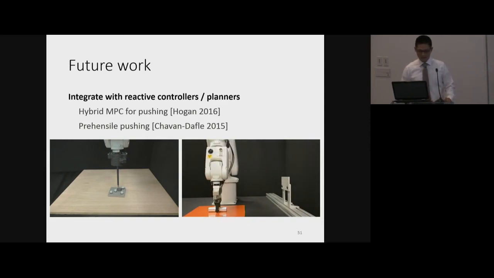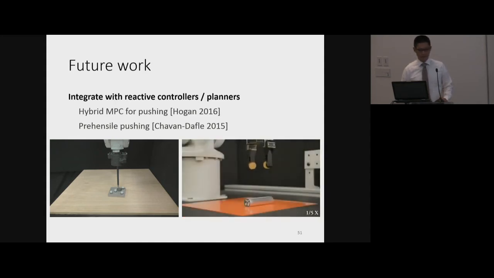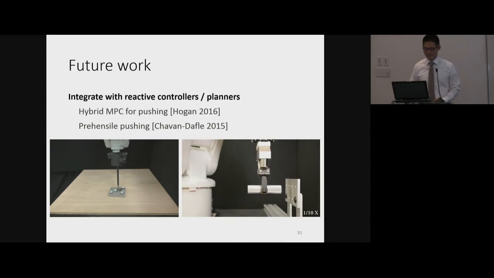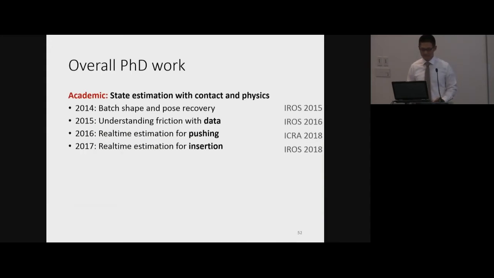On the other hand is the prehensile pushing. In this task, we want the robot to be able to plan a trajectory and reorient the parts in hand. So in this task, if we can enable the state estimation in hand with tactile sensing, then we can better monitor for error and plan for reactions.